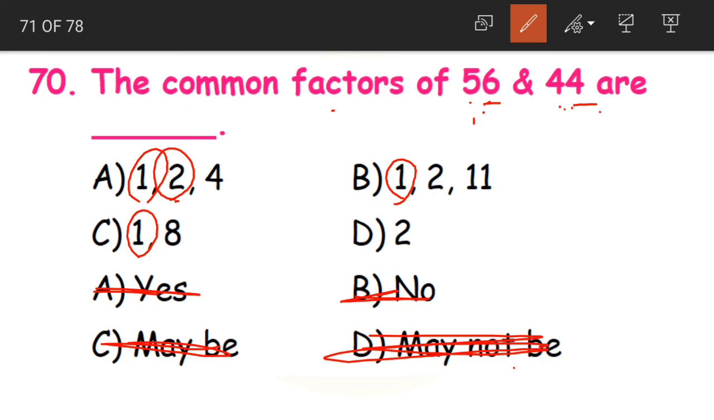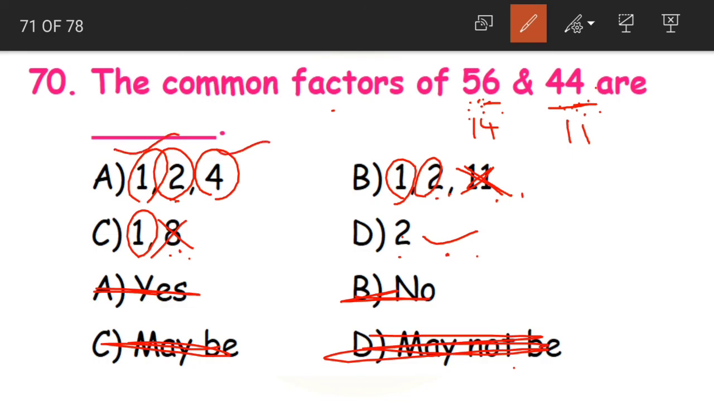Now again, are these two divisible by 4? We have 4 14s are 56 and 4 11s are 44. So again 4 is also a common factor of 56 and 44. 11 is not a common factor. Yes, 2 is a common factor, but 11 is a factor of 44 but not 56. Again 8 is a factor of 56 but not of 44. Yes, 2 is a common factor of both, but apart from 2 we are having 1 and 4 as well. So what is the correct answer, children?